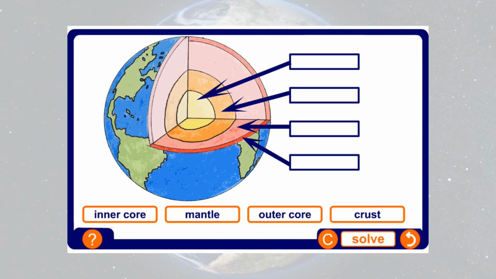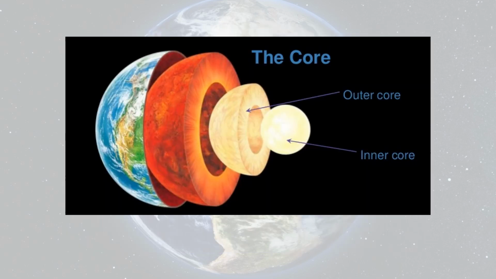So who got the layers right? Right in the very centre we've got the inner core, followed by the outer core, then the mantle, and then the crust. Now the next stage is, we can have a look and you can add these labels further. So we've got the core comprising of the outer and the inner core.